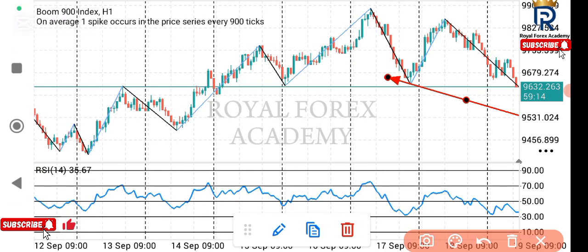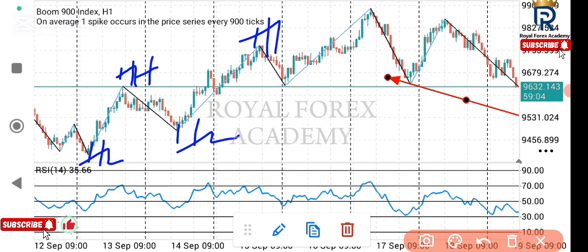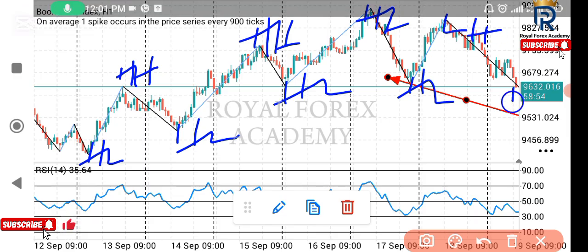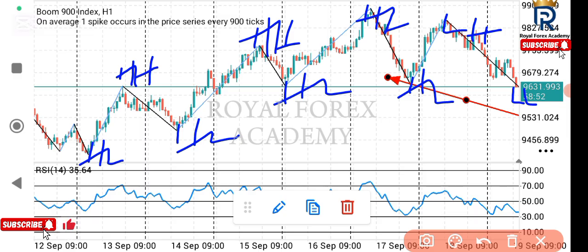So now I can label this as my higher low, higher high, higher low, higher high, higher low, higher high, higher low, and then here we have a change of character. I begin to have a lower high and a new lower low, just by applying this simple indicator to my chart.